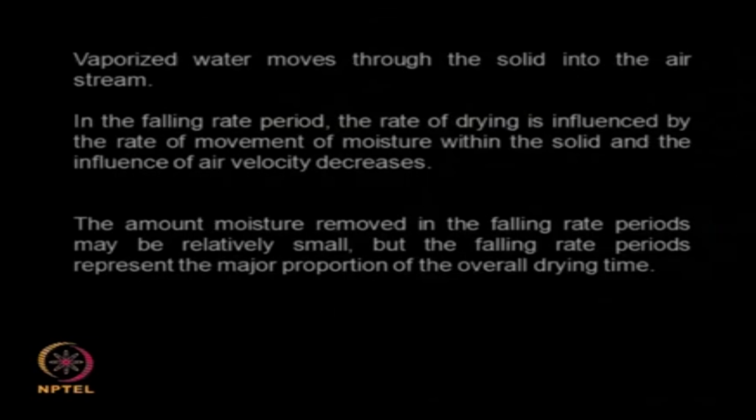So the amount of moisture removed in the falling rate may be very small, but generally the falling rate periods are very large. So the constant rate may be only say a few minutes, but the falling rate period could be several hours as well. So we need to consider both if you are designing a dryer.